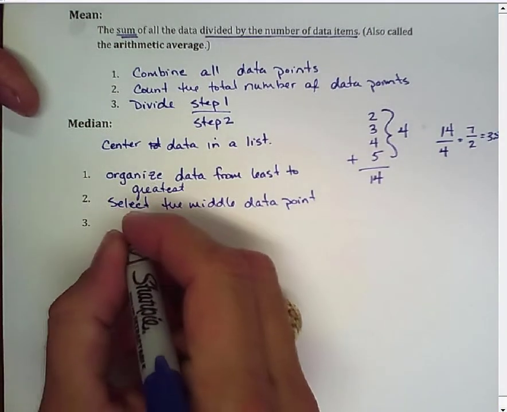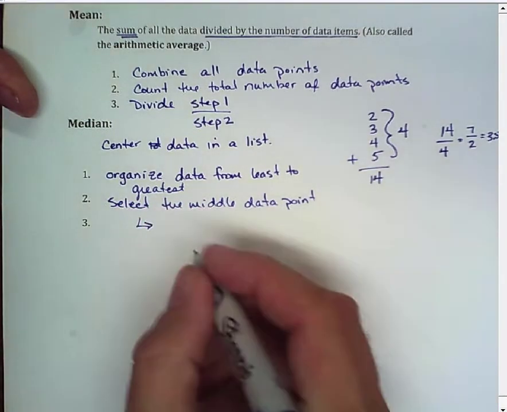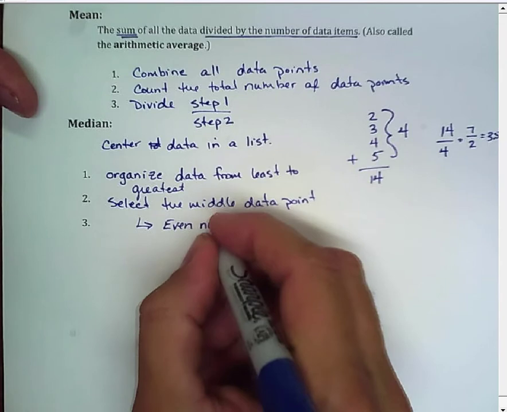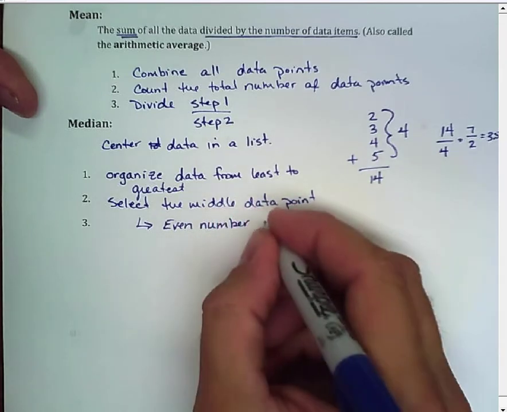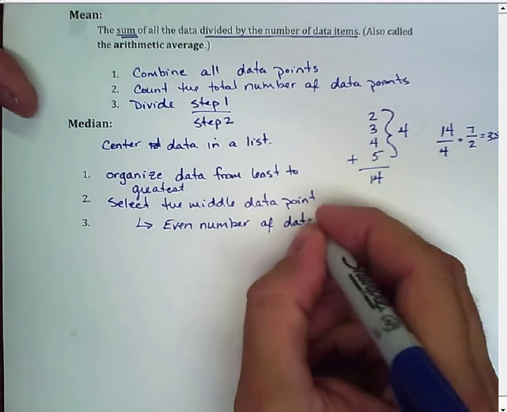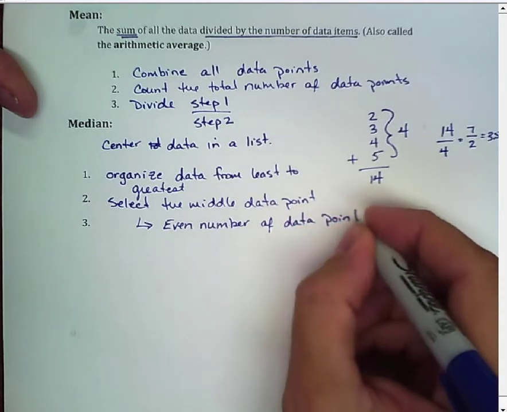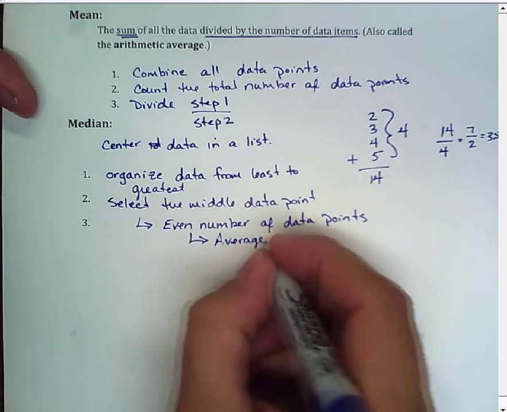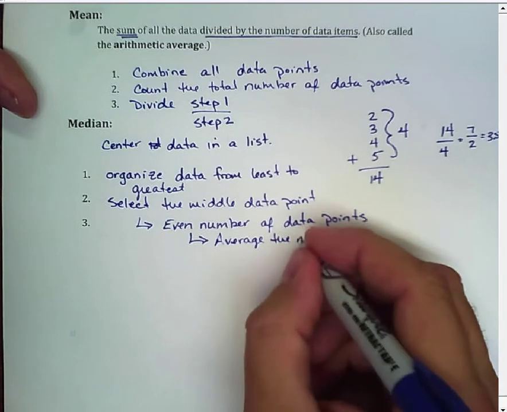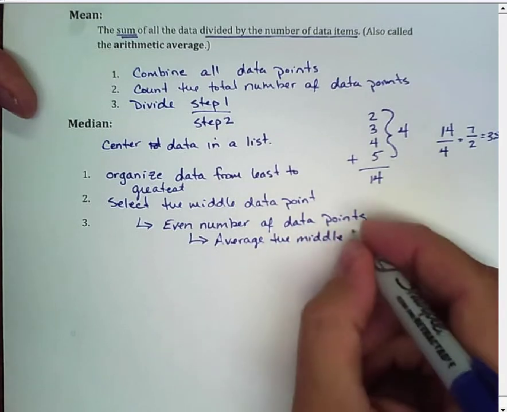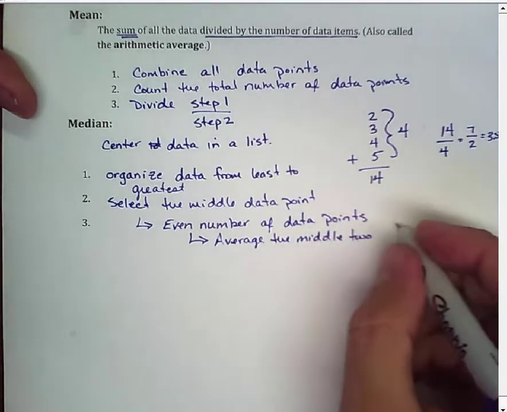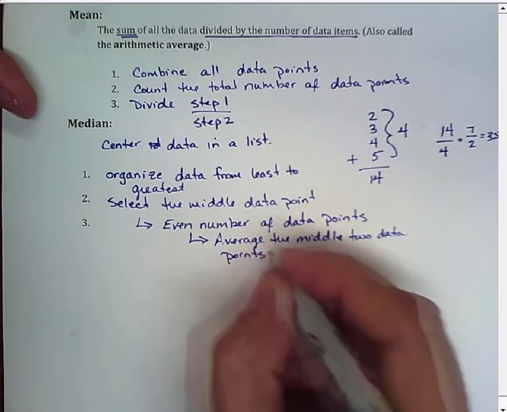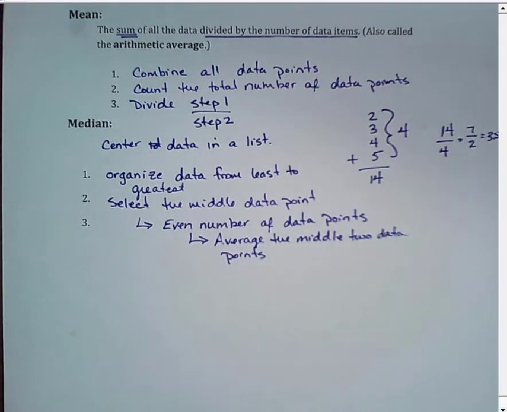So I've got this little third bullet here, and that is to say if there are an even number of data points, then you're going to average the middle two data points. And that's going to happen anytime I've got an even number.